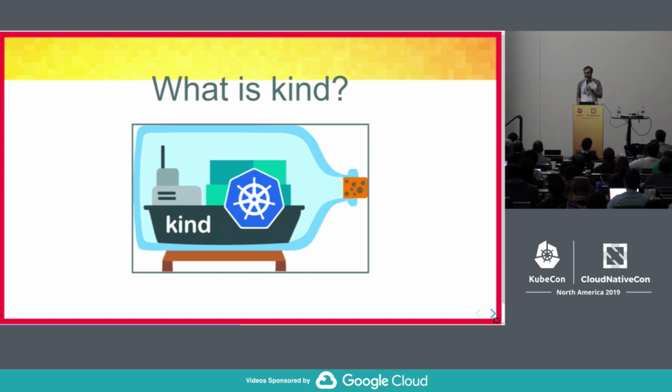So Kind is Kubernetes and Docker. It uses Docker containers to simulate nodes, similar to how you might have a VM. And we needed this for Kubernetes CI and for development so that you can locally build and test Kubernetes on your laptop without any online dependencies, without needing cloud credits. You can just do this on your laptop.